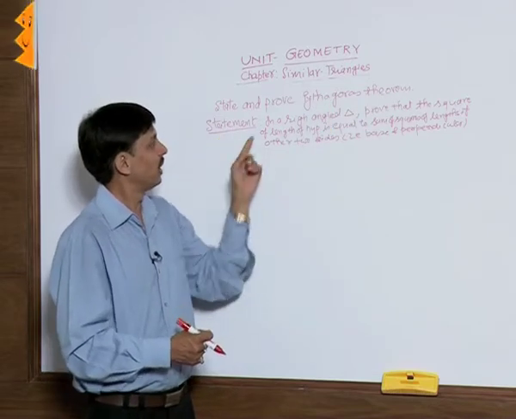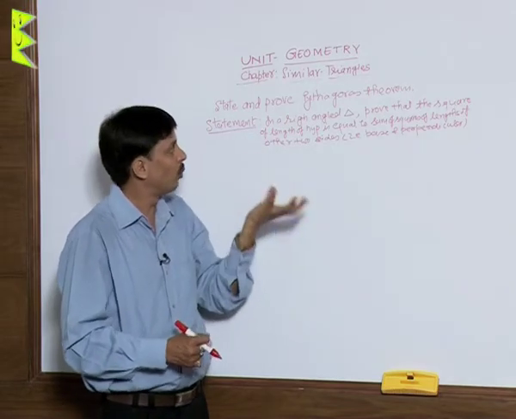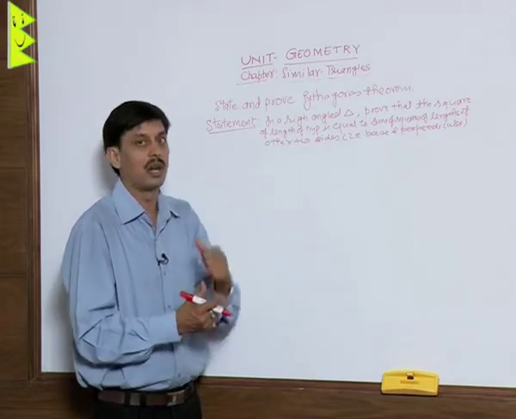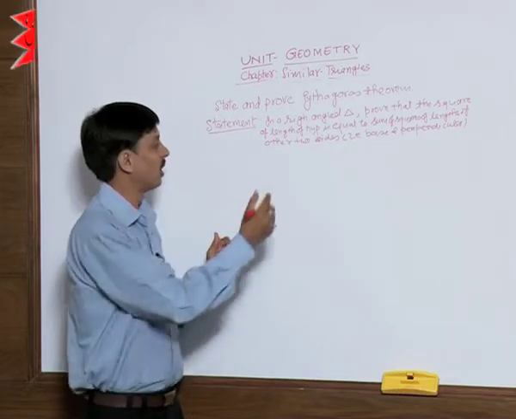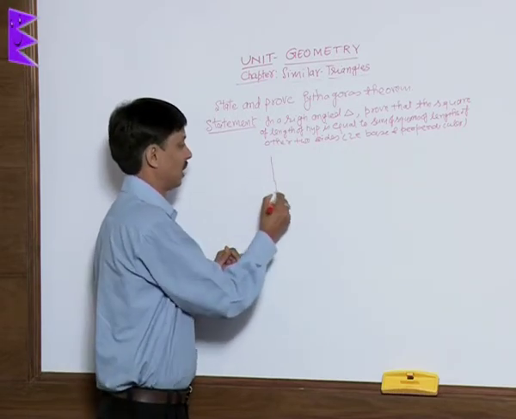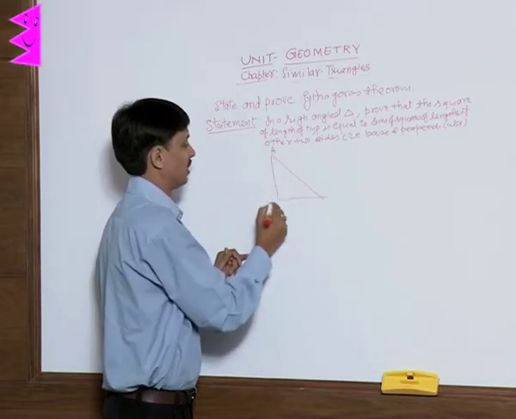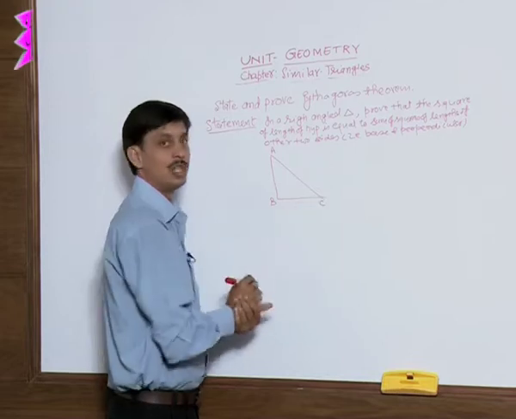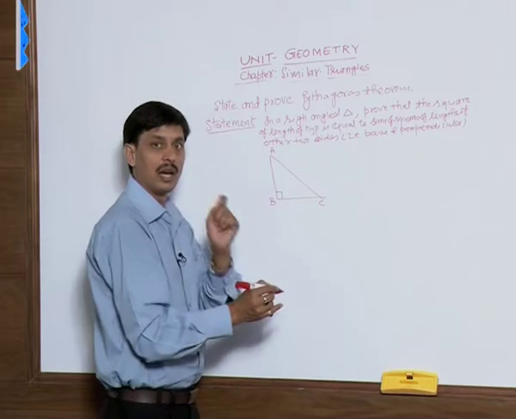What is the statement? In a right angled triangle. So for proving this theorem we need one right triangle. If I draw a right angled triangle here, suppose this is a triangle right angled at B and three of its vertices are A, B and C. ABC is a right angled triangle right angled at B.